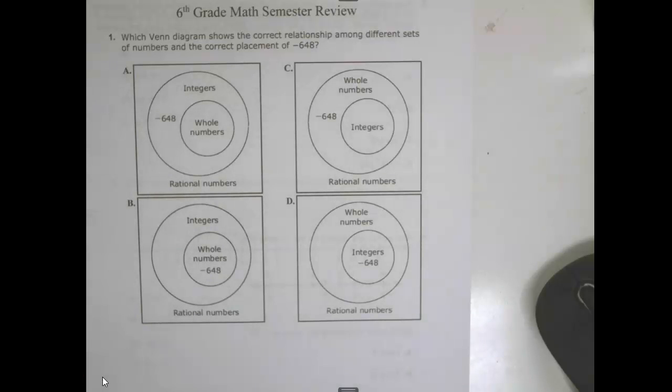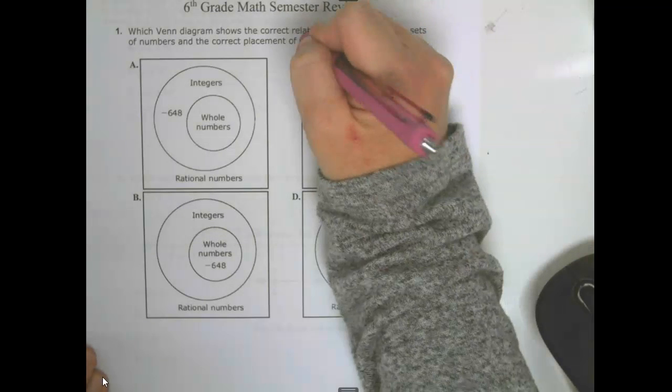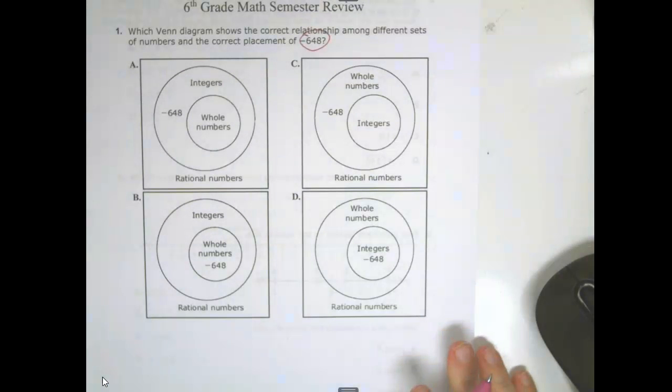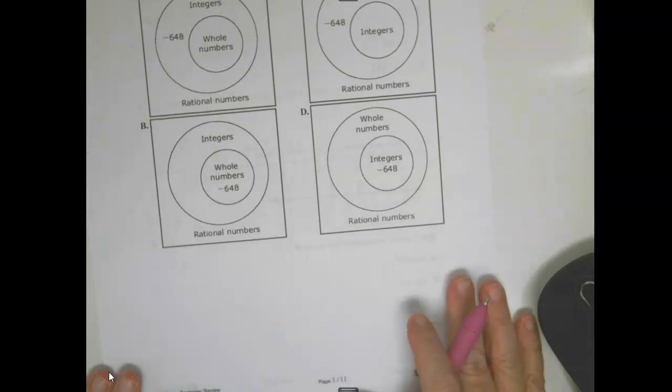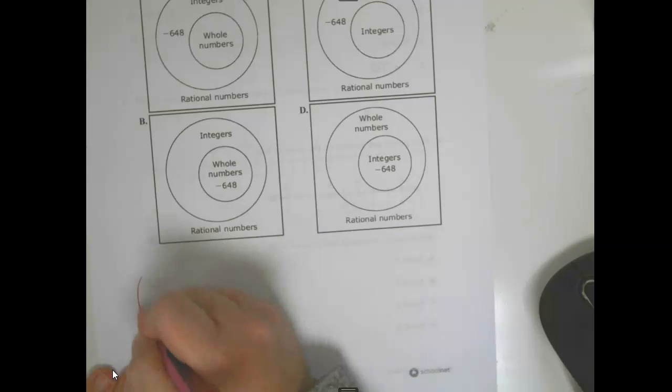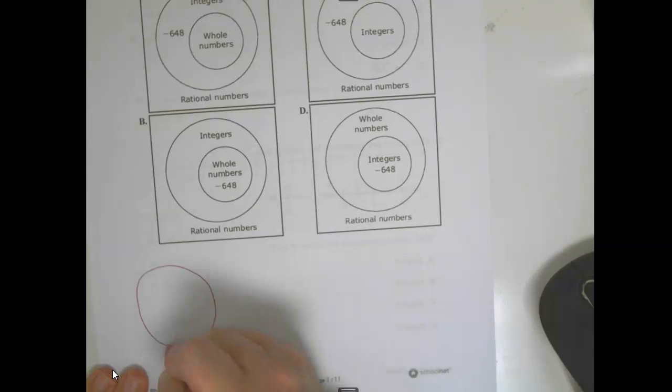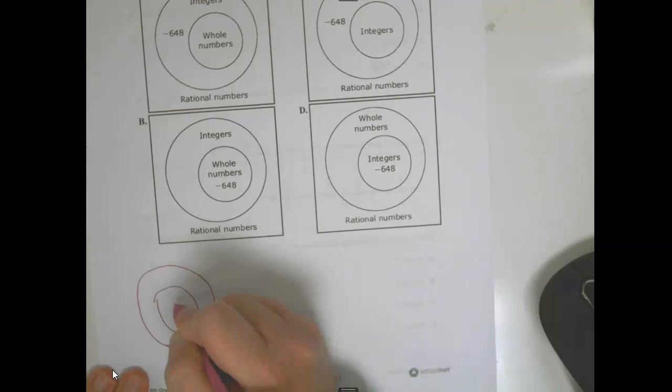Which Venn diagram shows the correct relationship among the different sets of numbers and correct placement of negative 648? First off, I am going to make some notes of what I know about rational numbers. I'm going to go ahead and create my own Venn diagram.